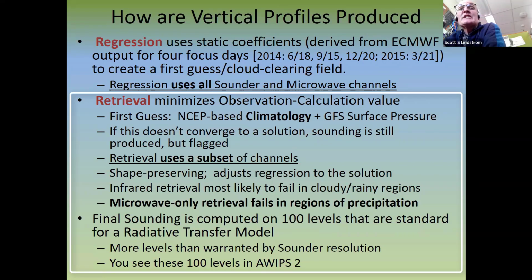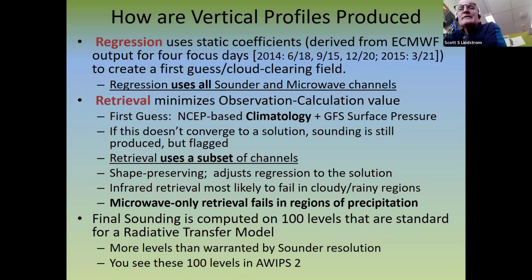A retrieval is then generated, which, like most retrievals, minimizes an observation minus calculation value. The first guess is related to climatology and the surface pressure. And then there's an iterative process where you sequentially solve using a radiative transfer model for new estimates of what the radiance in the atmosphere looks like, and you compare it to the observed radiances. The final sounding is computed on 100 levels. That's the standard number of levels in this particular radiative transfer model. It's really a lot more levels than are warranted by the sounder resolution.